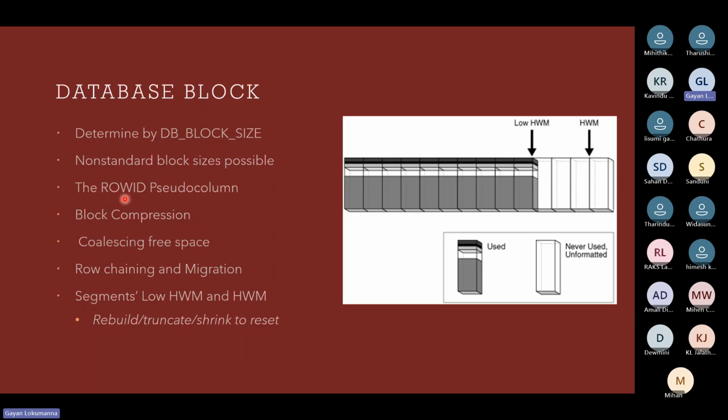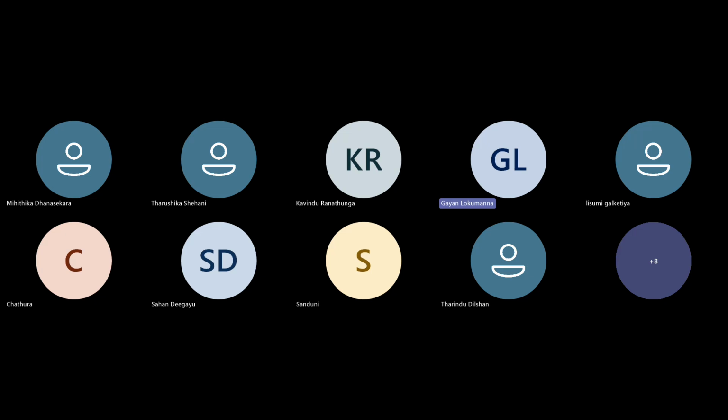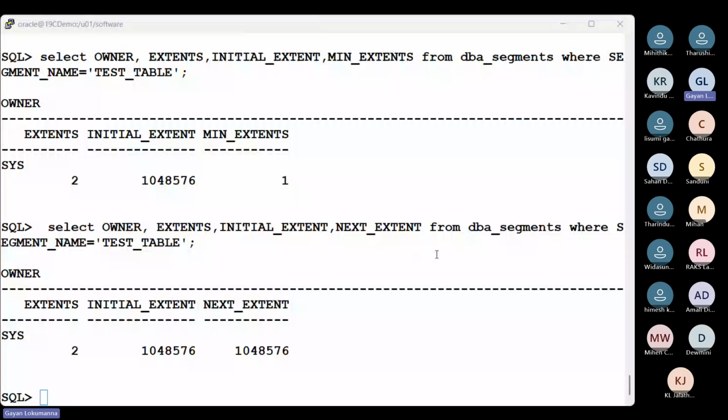We also have something called a row ID. A row ID basically consists of the object number, the file number, then the block number and the record number. I will see whether I can show you that quickly as well. Let me switch myself back.